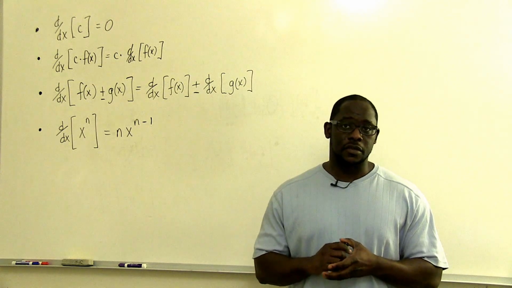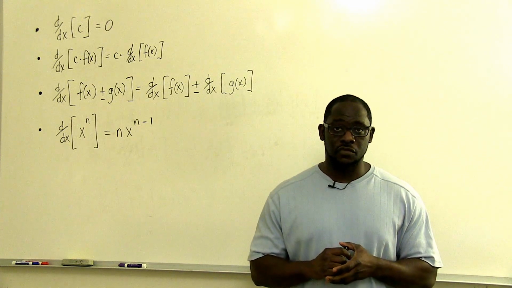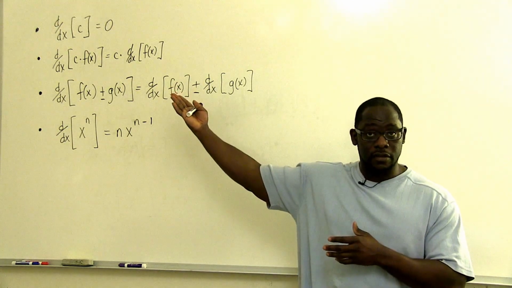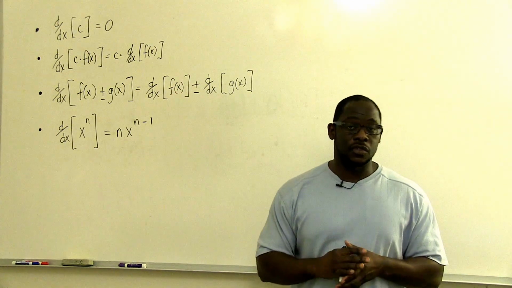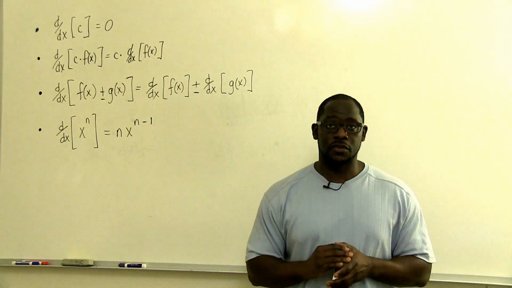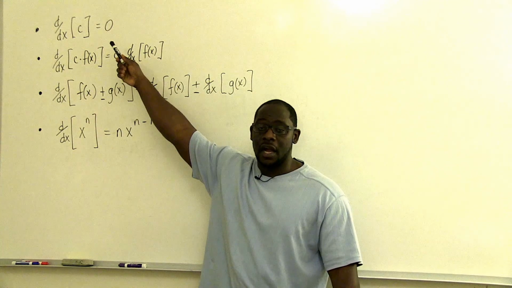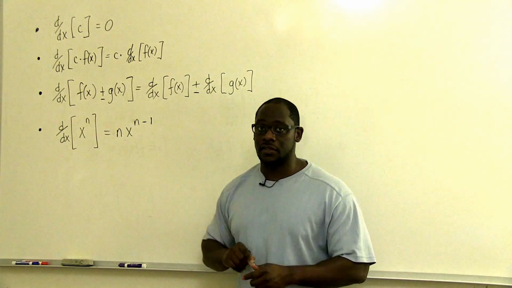This will be a series of videos on differentiation rules. We're going to start off with the most basic ones, the four that I have listed here. We're going to go over those quickly and then do some examples of those. So the first rule that we have is the derivative of any constant. And so the derivative of any constant is zero.